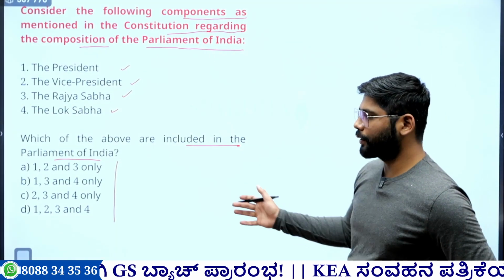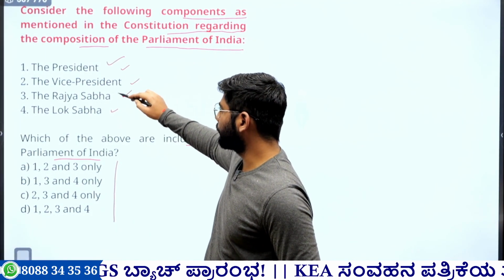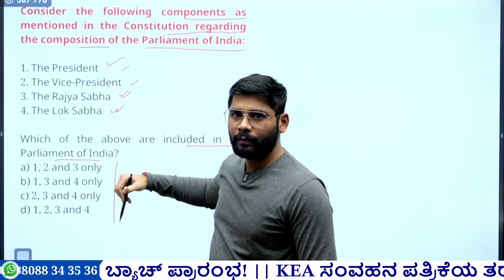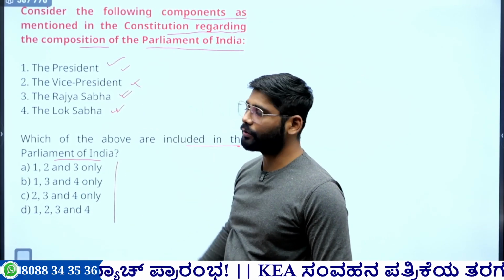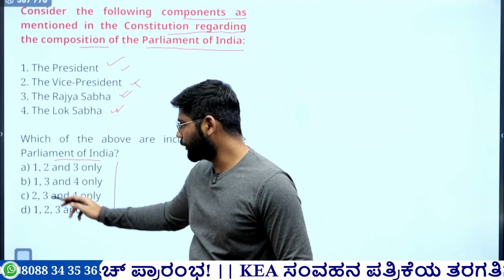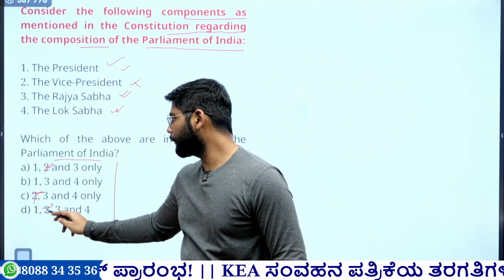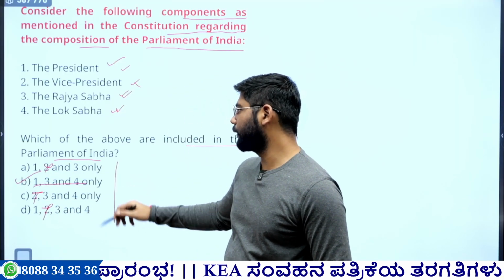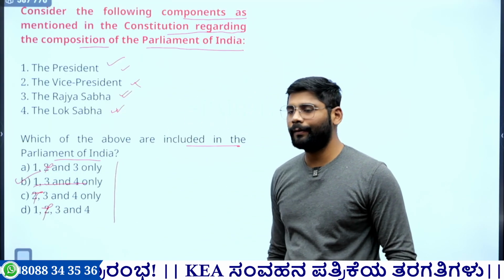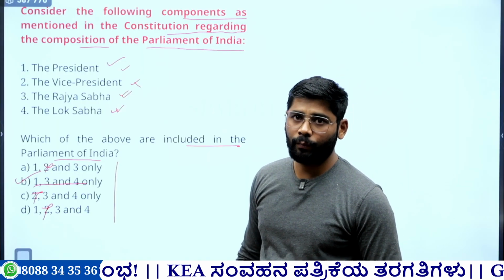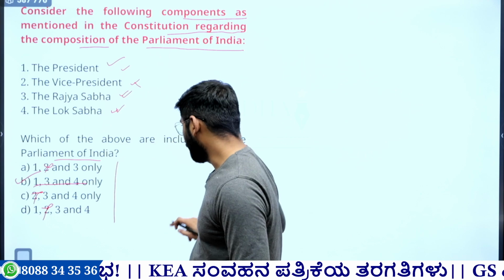Okay, quite an easy question. We know the President of India, the Rajya Sabha and Lok Sabha constitute Parliament, but the Vice President is not a part of Parliament. So if you eliminate 2 everywhere, the correct option is B. 1, 3 and 4 are correct here. The President, Rajya Sabha and Lok Sabha constitute the Parliament of India. Okay, so next question we'll see.